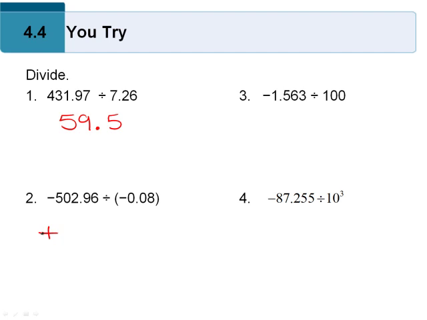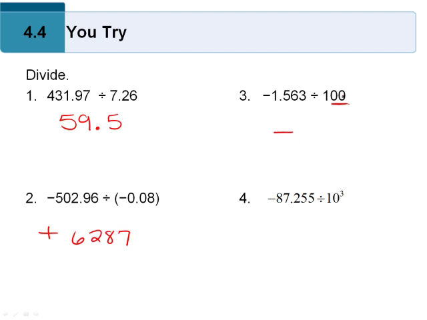Put the 502.96 into the calculator first, divide it by 0.08, and you get 6,287. All right. Number 3, we have a negative divided by a positive, and this is a power of 10 here, so the sign's going to be a negative.